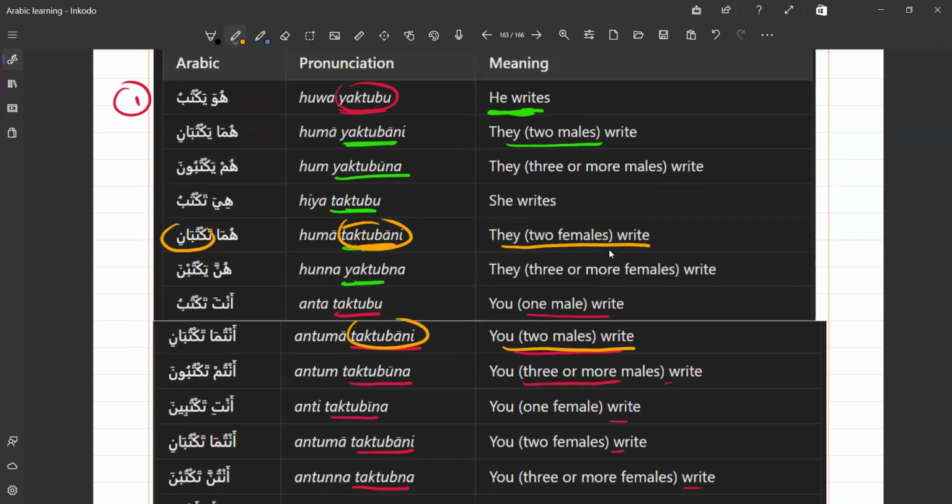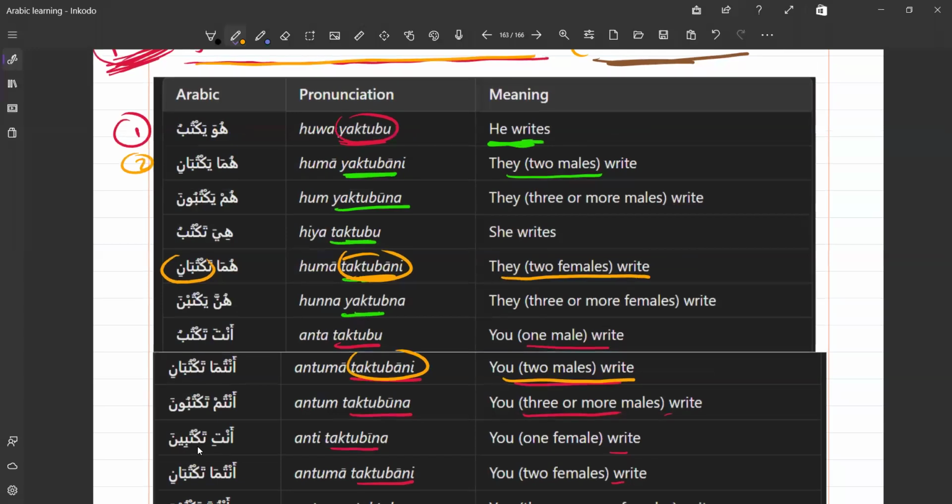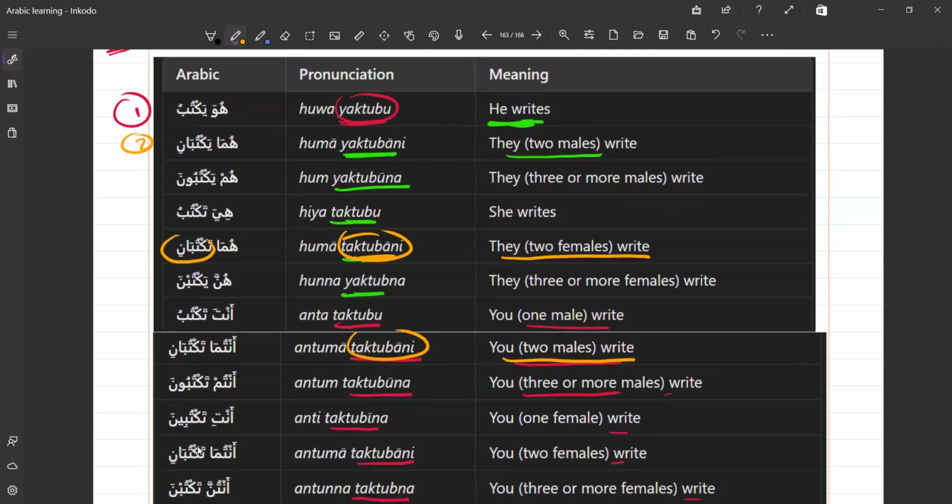So this is how present tense works. This is the whole girdan. As you can see, there are 14 variations, 1, 2, 3, 4, 5, 6, 7, 8, 9, 10, 11, 12, 13, 14. So 6 are for third person, 6 are for second person, and 2 are for first person, right? Same as in the case of past tense, right?